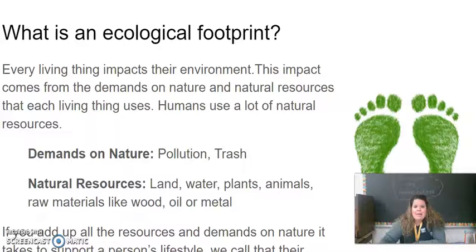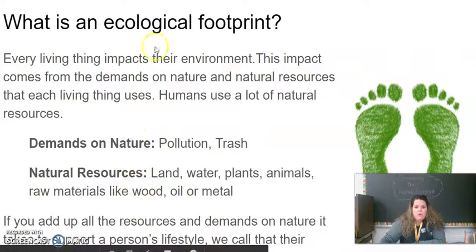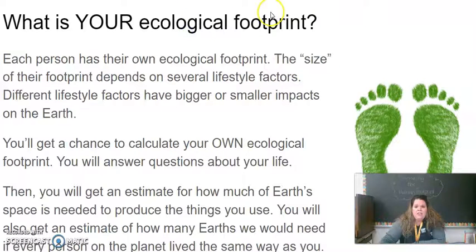Every living thing impacts their environment. This impact comes from the demands on nature and natural resources that each living thing uses. Humans use a lot of natural resources. Demands on nature, like pollution or trash. Natural resources: land, water, plants, animals, raw materials like wood, oil, or metal. Now, if you add up all the resources and demands on nature it takes to support a person's lifestyle, we call that their ecological footprint.